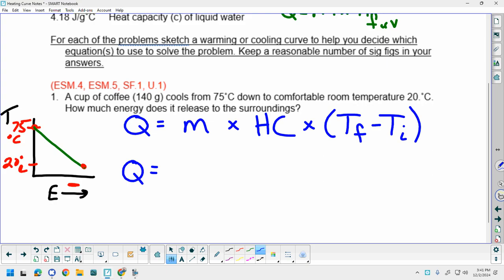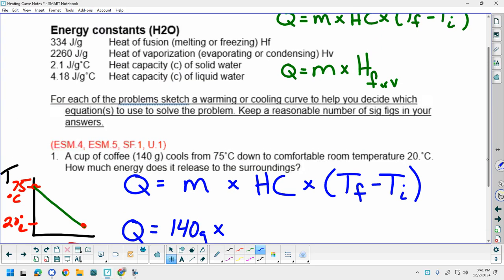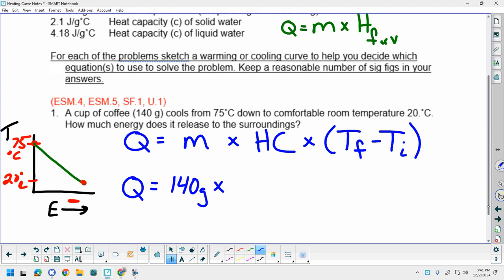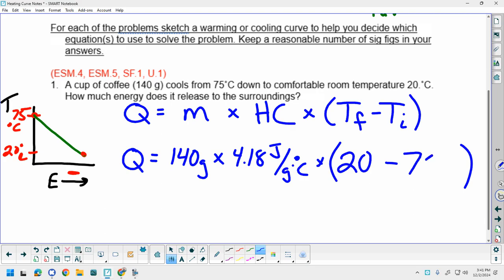As far as mass goes, it says I have 140 grams. Since I'm dealing with liquid water, I need to know the heat capacity for liquid water, which according to my constants up here is 4.18 joules per gram degree C, times my change in temperature. Now here's where I've got to be careful, because it's final minus initial. According to my graph, the final temperature is 20 degrees Celsius, and my initial temperature is 75.